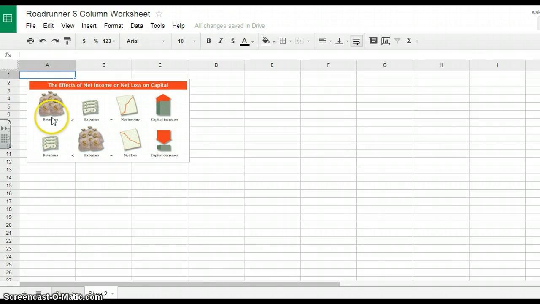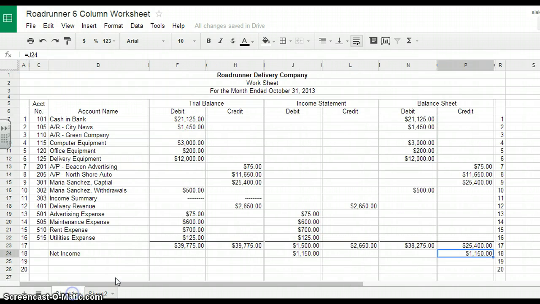Since our revenue is greater than our expenses and we have net income, it's increasing our capital. Now, if we would have had a net loss, which would have meant that our revenue is less than our expenses, it would decrease our capital. Okay? Since we know that our capital is increased on the credit side, that is why we enter our net income on the credit side, because our owner's equity or our capital account is increasing because we have more income.